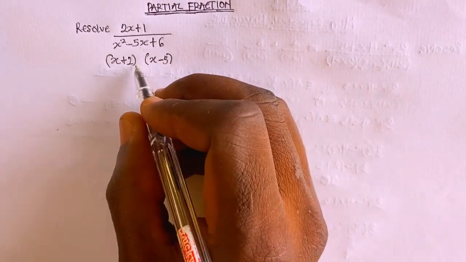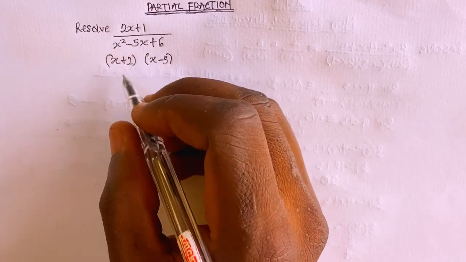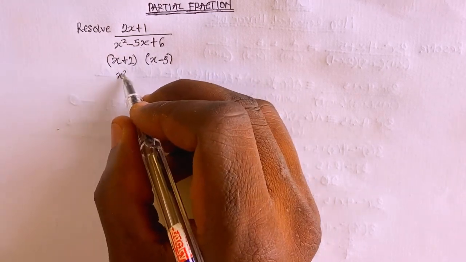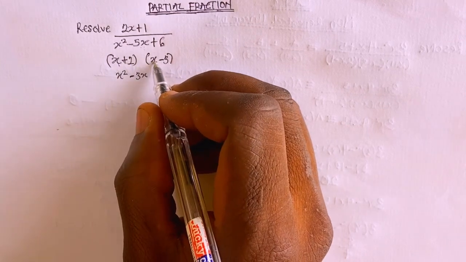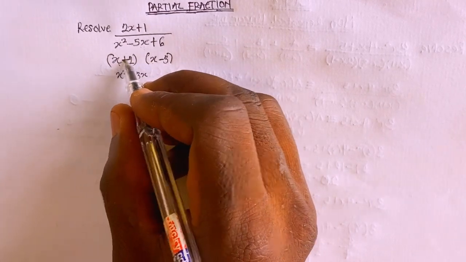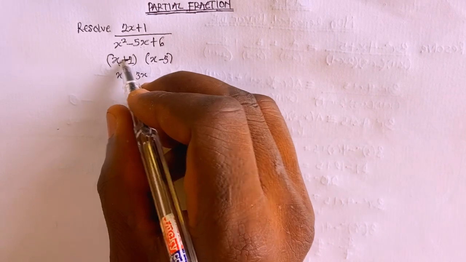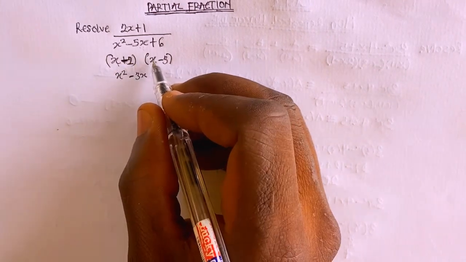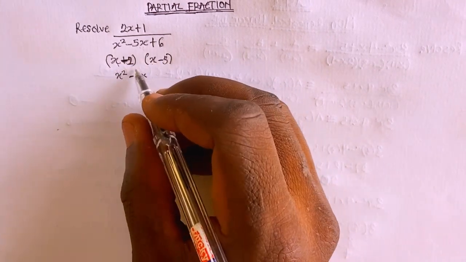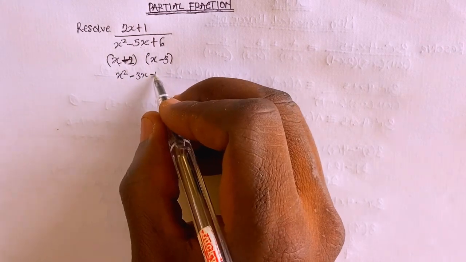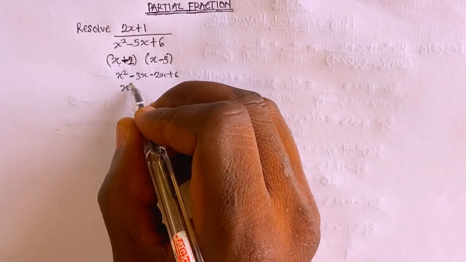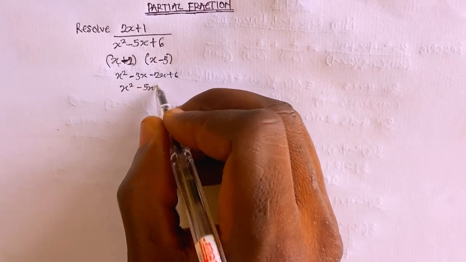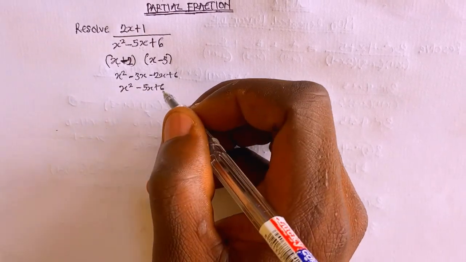So let's go ahead and expand this, maybe it's going to give us this back. x times x is x squared, x times minus 3 is minus 3x, then minus 2 times x is minus 2x, and minus 2 times minus 3 is plus 6. Exactly, we have x squared minus 5x plus 6. So it shows that it is factorizable and we've actually factorized it.